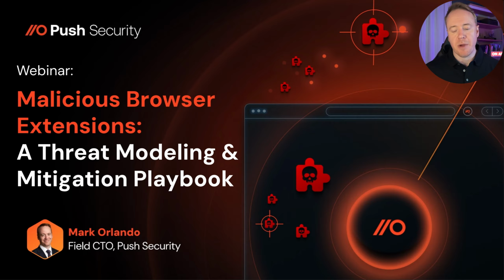We'll talk about some operational pitfalls to watch out for when managing extensions, especially if you are relying on store level security checks and controls, which, as we'll discuss, are not always effective in identifying these threats. And finally, we'll talk through a step-by-step playbook for assessing the risk of malicious browser extensions in your organization and taking a series of steps that will reduce your risk, hopefully down to virtually zero. So let's get going.